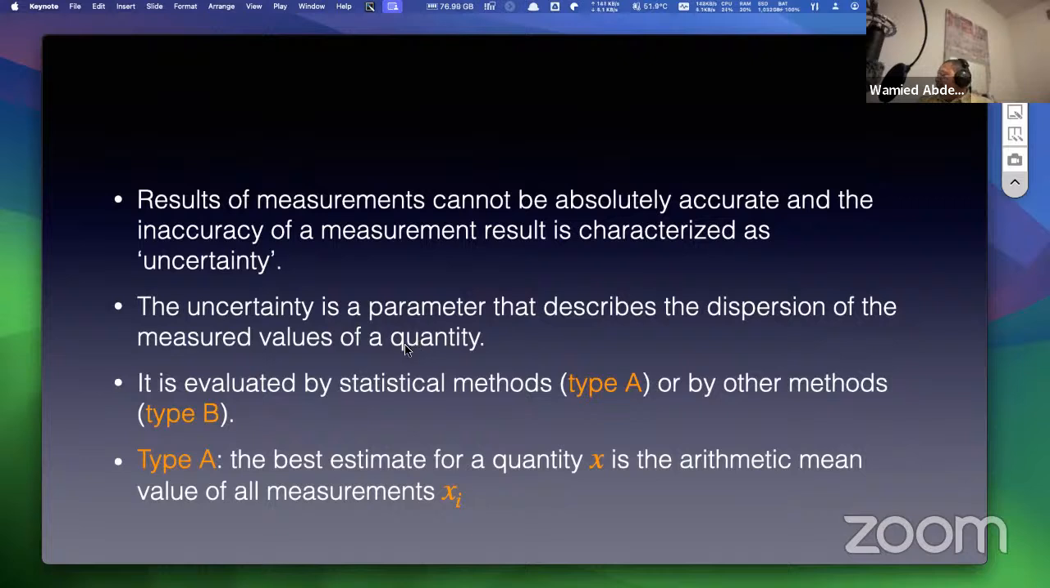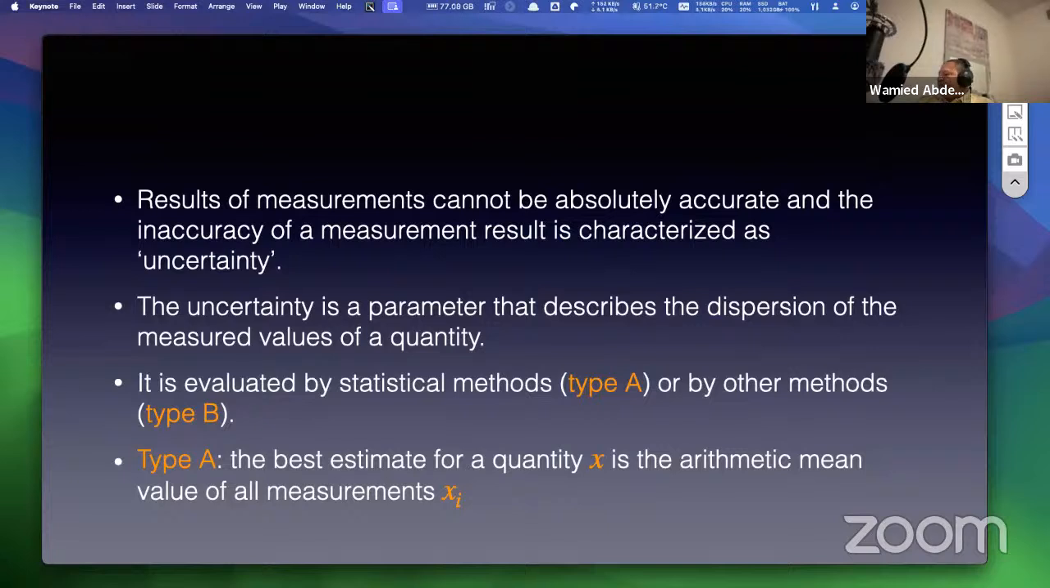So the uncertainty is a parameter that describes this dispersion of the measured values of a quantity. There are two types of uncertainties measurement: type A measurement and type B measurement. So type A is the best estimate of a quantity X. So type A, the best estimate of a quantity X is the arithmetic mean value of all measurements.